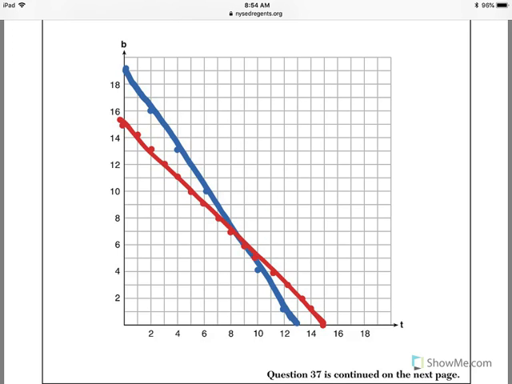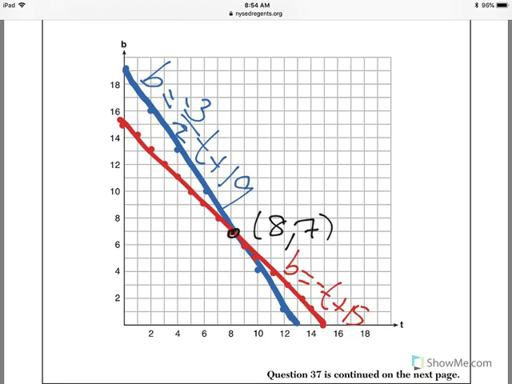So here are my two graphs. I will try to label them. So my red line was b equals negative t plus 15, and my blue line was b equals negative 3/2 t plus 19. It's hard to tell, but my graphs are supposed to intersect at the point 8, 7. So this is where they should have intersected.